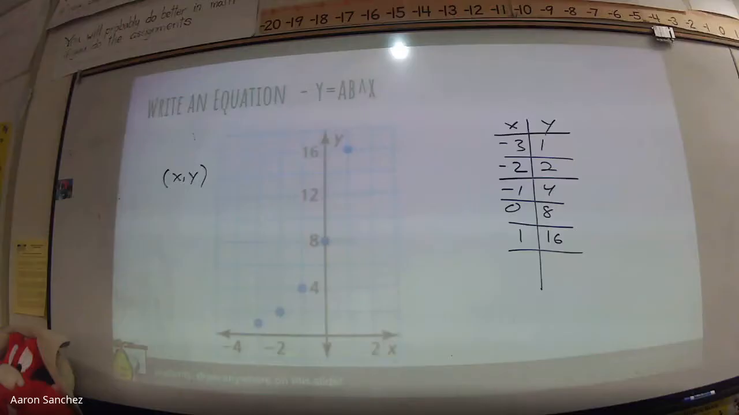Okay. So now with the table, we can write our equation for this. Y equals AB raised to the X power. Remember doing this yesterday, Danny? So remember, which one is my A, which one is my B? Get your notes out from yesterday, and you can figure out which one's the A. Remember, one of those is a number.